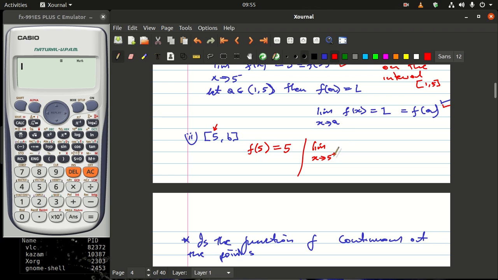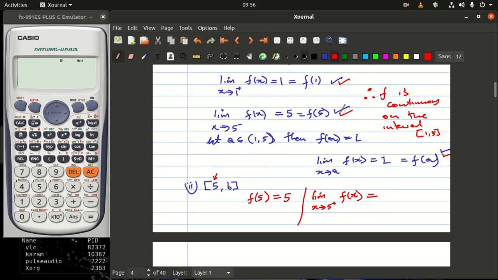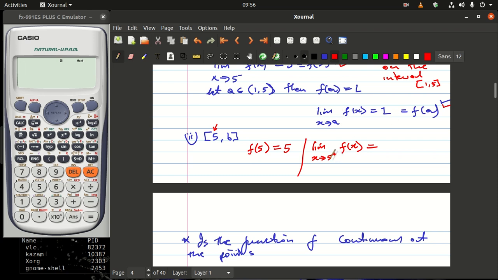Now, I am picking a value that is on the right of 5, and we check where that value lands in the function. If I pick a value on the right of 5, I am not going to hit this point. I'm going to hit that part of the function. So any value on the right of 5 is going to hit somewhere close to this point, and the output there is actually going to be an 8. So if I pick a value so close to 5, I will end up getting an 8. And this 8 here is not equal to 5, which is f of 5.